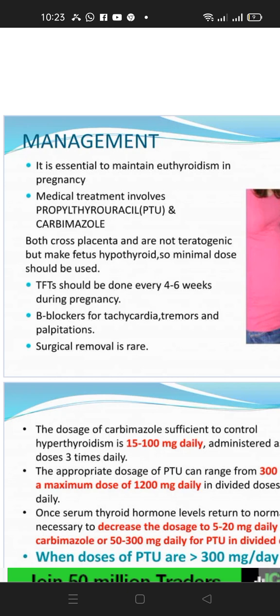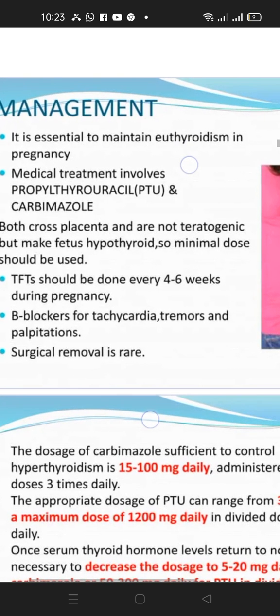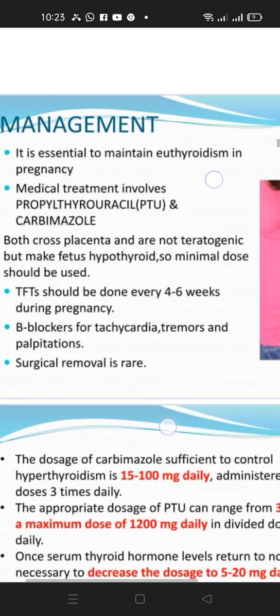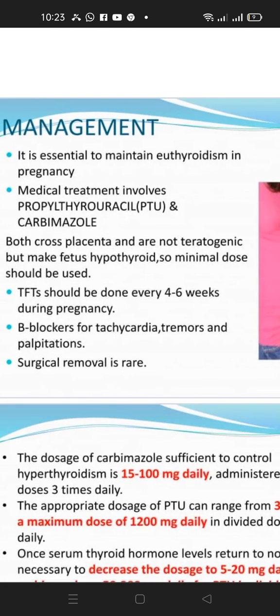So ultimately, we put the patient on methimazole in the second and third trimesters, and in the first trimester we give the patient propylthiouracil, but in the late trimesters we do not give propylthiouracil because it has the risk of hepatotoxicity. Along with this anti-thyroid medication, we have to monitor the thyroid function test 4 to 6 weekly. Why? Because the medication takes about 6 weeks to have an effect.